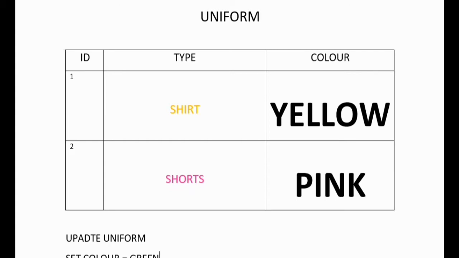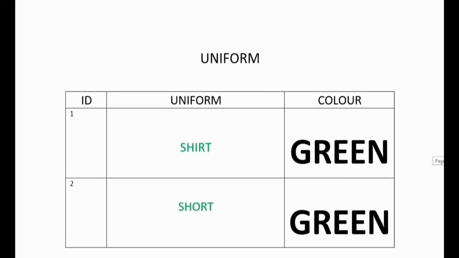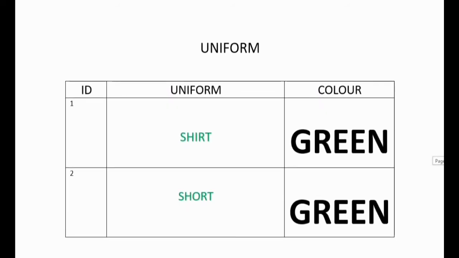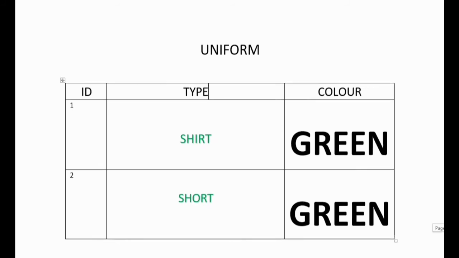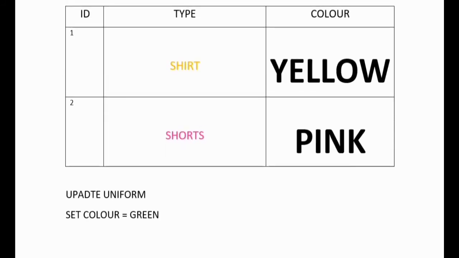Okay, so quickly let's check what the results will be like. So let me scroll down. Yeah, so uniform, then here is supposed to be type. Sorry about that. Yeah, type. Very good. Type, shirt and shorts. Now color is green, green. So we have the colors to be green, green because in the query we didn't specify any ID.